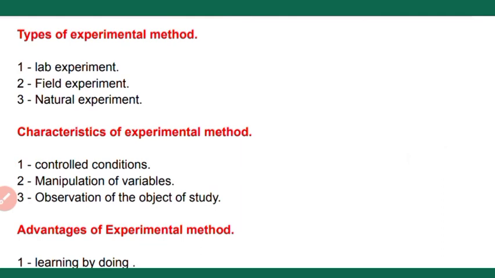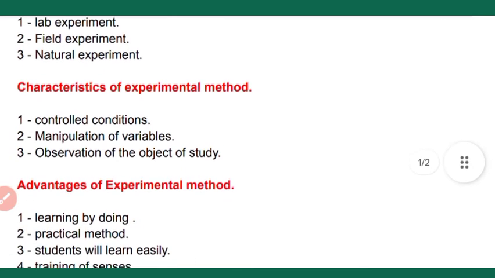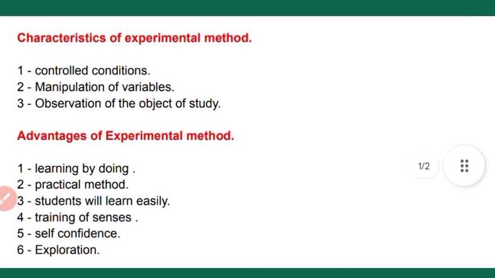Okay, here we can see characteristics of experimental method. First one is controlled condition. So basically it is controlled, and teacher usually controls all those conditions in the laboratory. It is in the hand of teacher. Teacher usually rules all those things. Teacher does the experiment. Okay, so manipulation of variables, observation of the object of study.